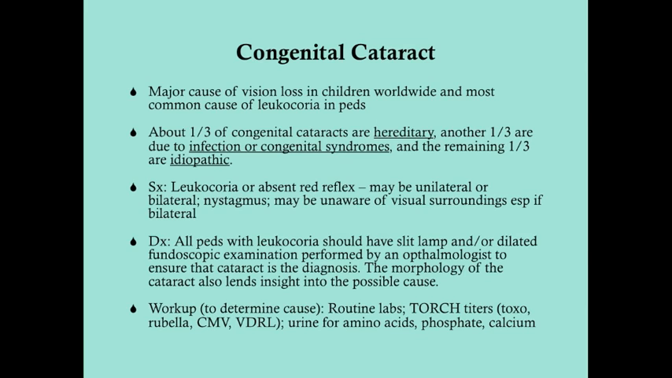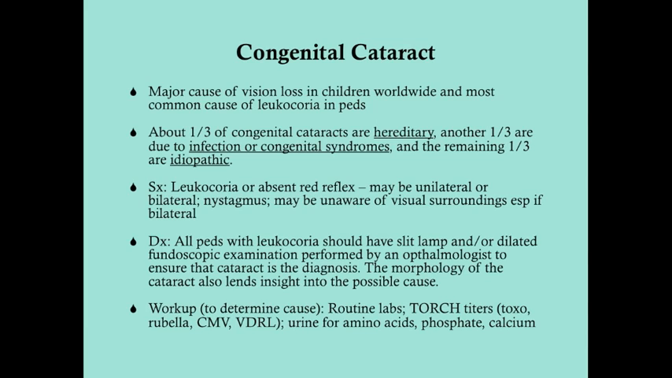About a third of congenital cataracts are hereditary, passed on in families. There'll be a family history if you can get it. Another third are due to an intraocular infection or a vertically transmitted infection like toxoplasmosis or syphilis, or due to a congenital syndrome such as Down syndrome, Fabry syndrome, and Alport syndrome, etc. And then the remaining third are idiopathic.